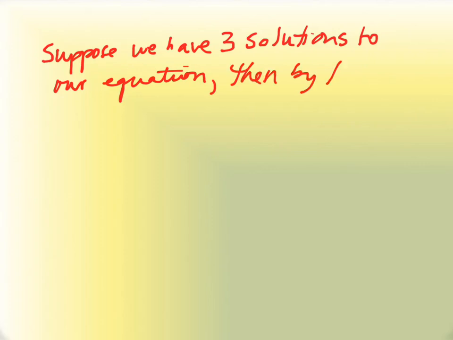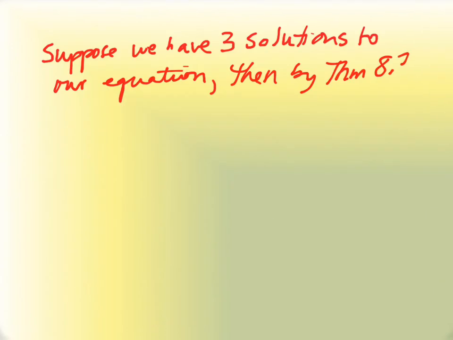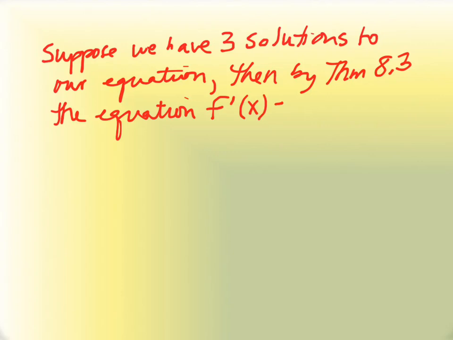Then, by theorem 8.3, the equation f prime of x equals 0 will have at least 2 solutions, right?